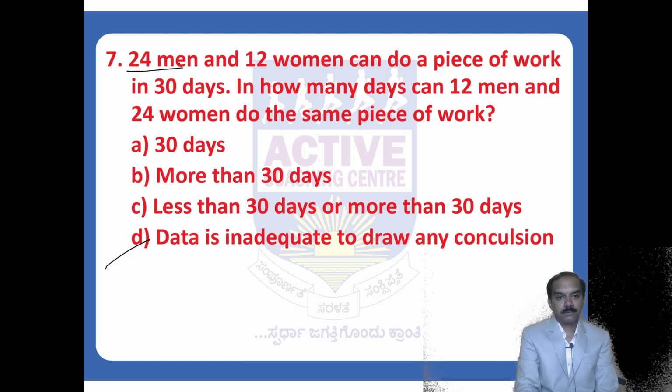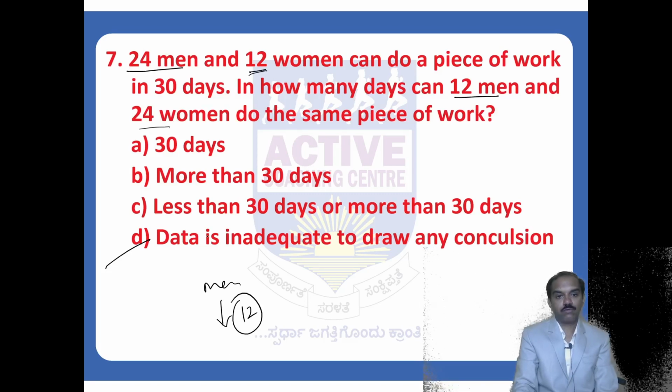24 men have become 12 men. Number of men is reduced by 12. And how about women? 12 women have become 24 women. So women are increased by 12.